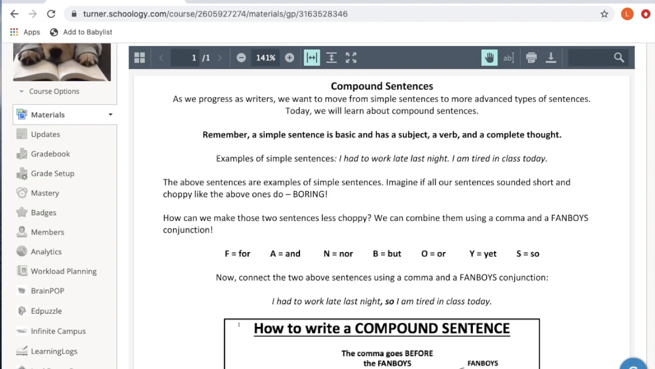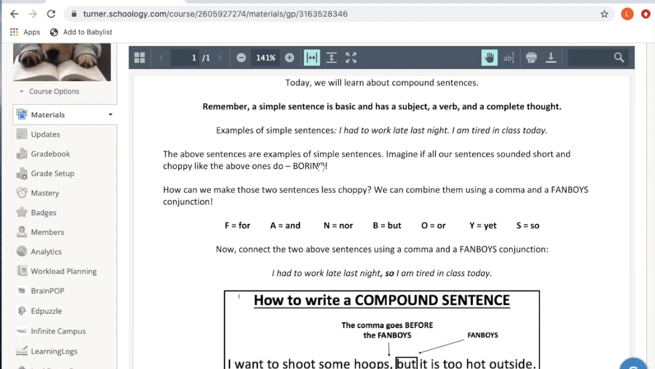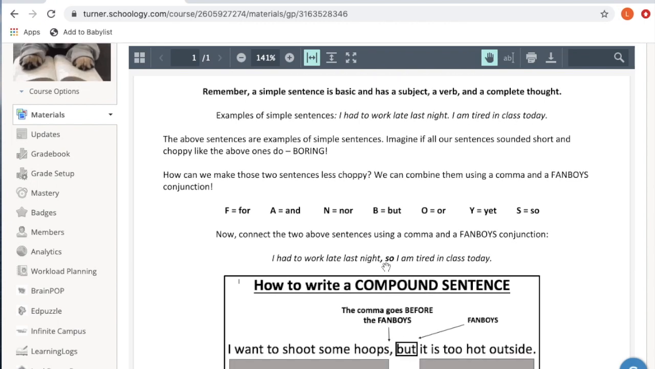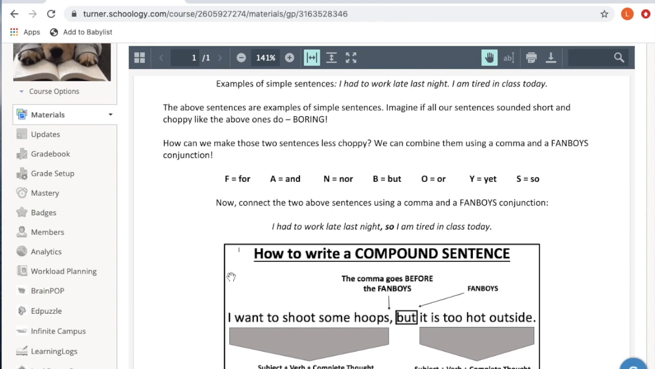So one way that we can combine simple sentences is to add a comma and a fanboys conjunction in the middle. Fanboys, for those of you who don't know, stands for for, and, nor, but, or, yet, and so. I will reference fanboys many times throughout the year, so try and memorize that. For, and, nor, but, or, yet, so. Fanboys conjunctions. So if we take these 2 simple sentences up here and we combine them with a comma and a fanboys conjunction, we have, I had to work late last night, so I am tired in class today. Here's another example.